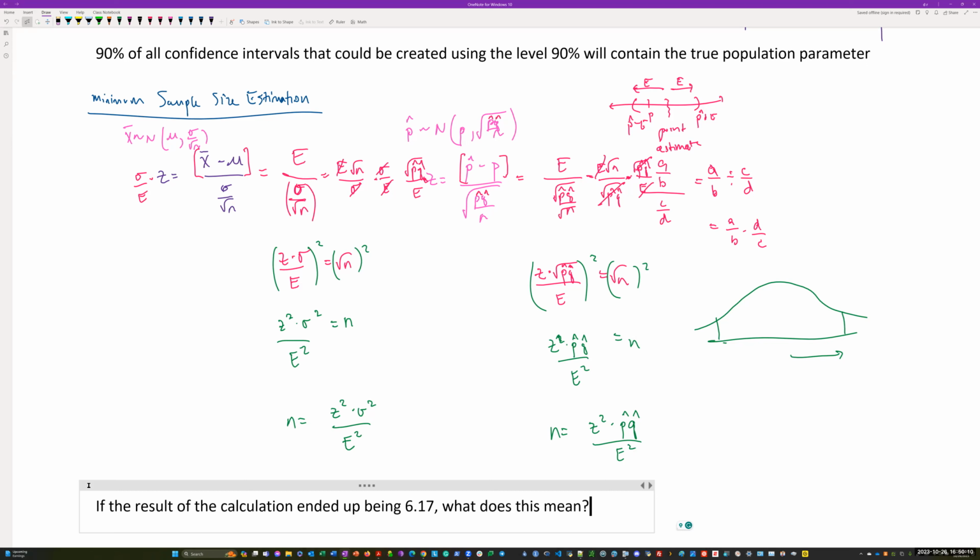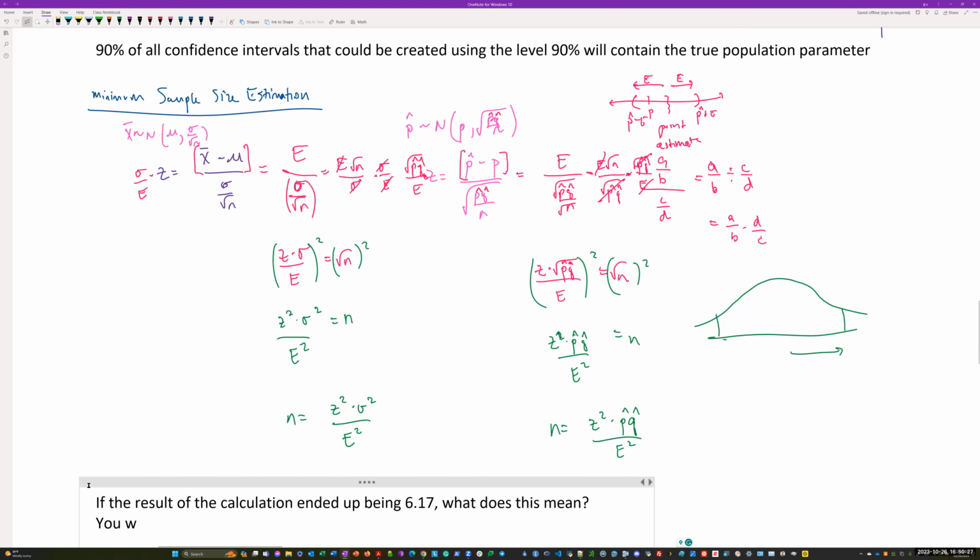If I say 6.17 is the minimum sample size that's required for a particular level of confidence, for a particular margin of error, you would have to sample at least 7 people. Does that make sense? Somebody explain in your own words in another situation, not according to statistics or something like that.